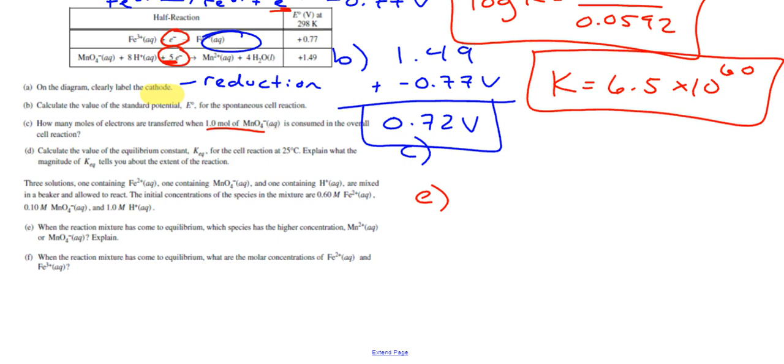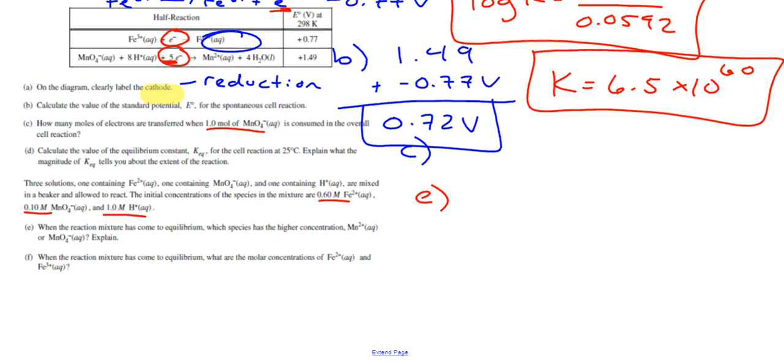The solutions containing Fe2+, one containing MnO4-, and one containing H+ are mixed in a beaker and allowed to react. The initial concentrations of the species in the mixture are 0.6, 0.1, and 1. When the reaction mixture has come to equilibrium, which species has a higher concentration, Mn2+ or MnO4-?